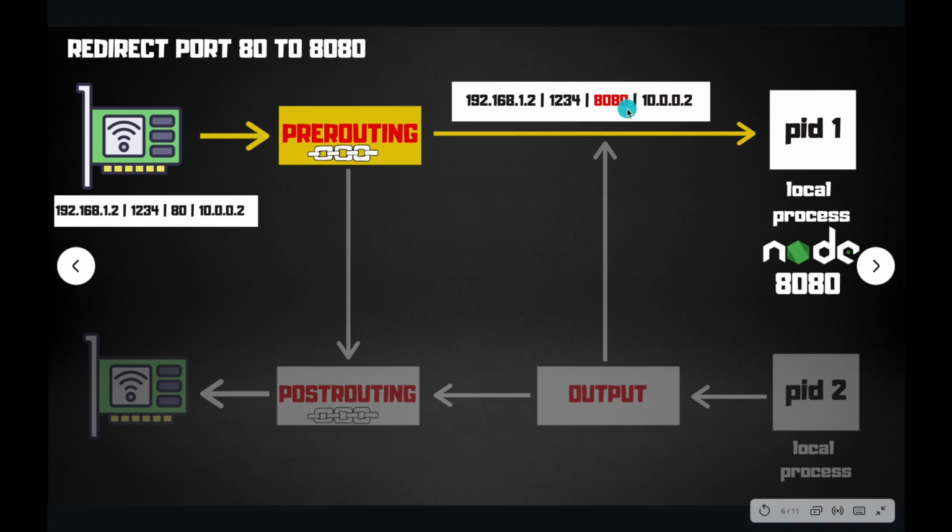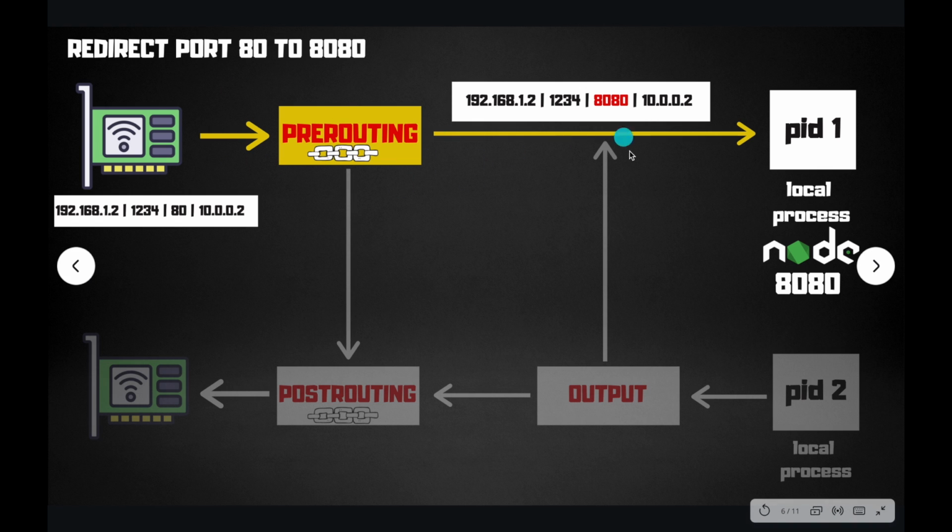So if you actually send back the packet from Node.js all the way to the network as source 8080, that thing on the other end, the client, whoever sent this, is going to say, what the hell is this? I didn't send something to 8080. I sent something to port 80.